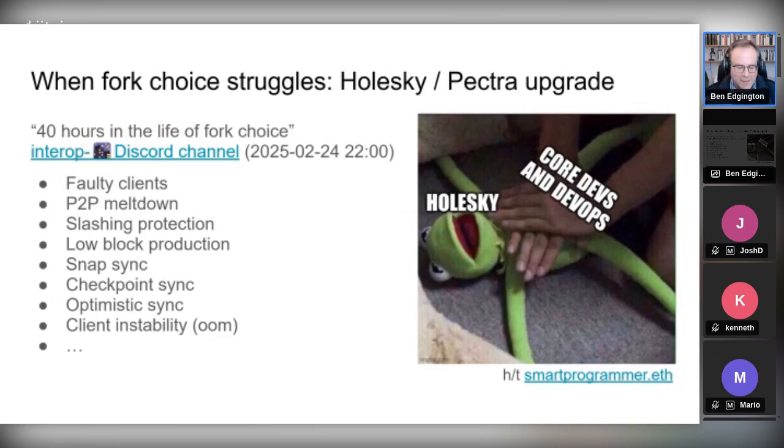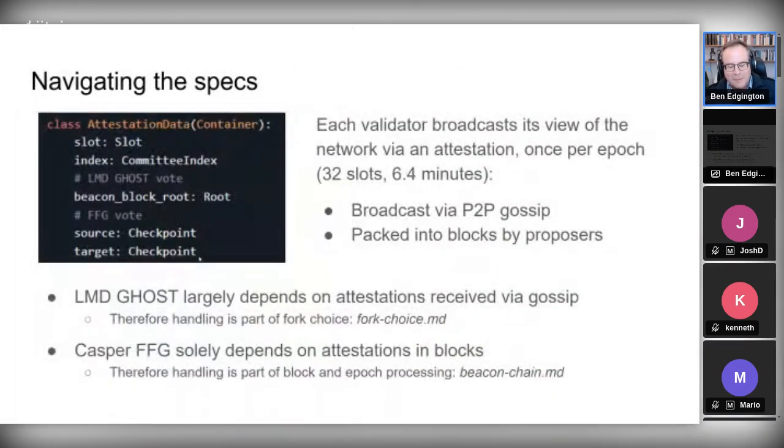It was extraordinary. And amidst all of this, the nice platonic fork choice rule that we have has to handle all of this and come to agreement about the state of the network. And rescuing Holesky has been educational.